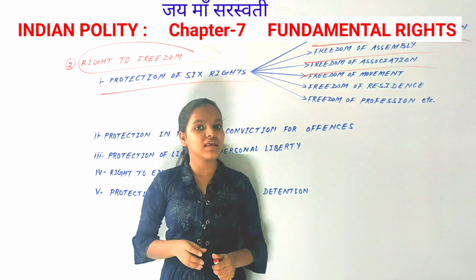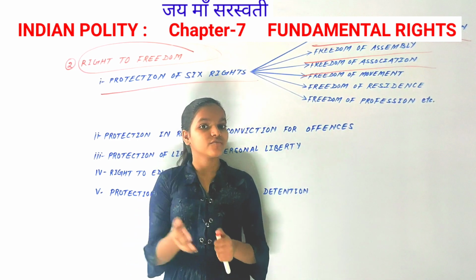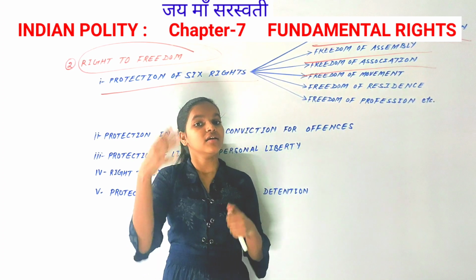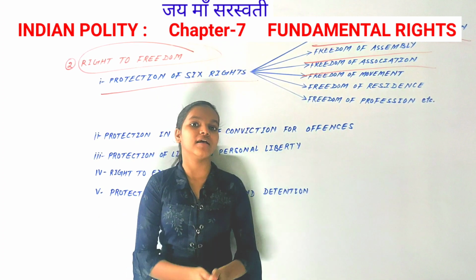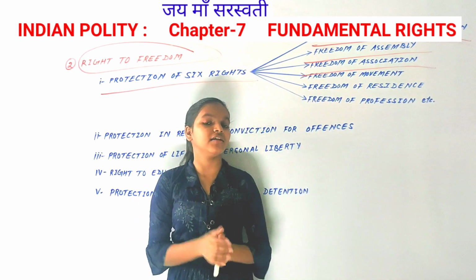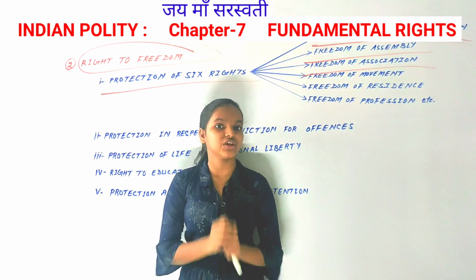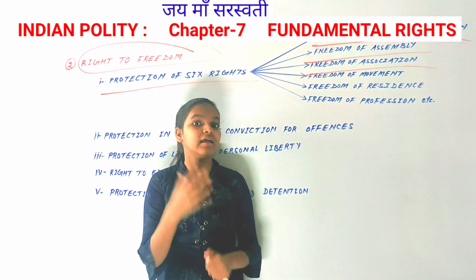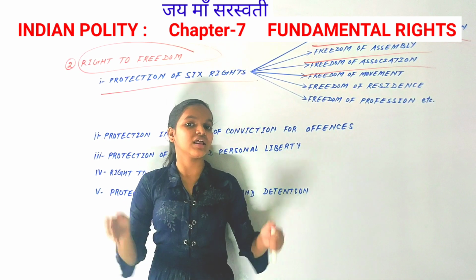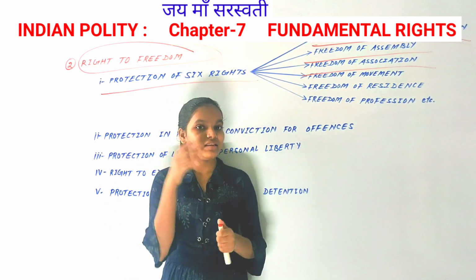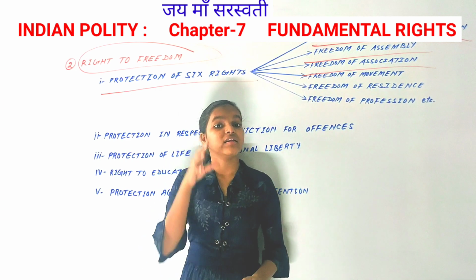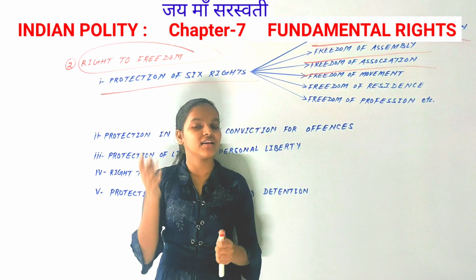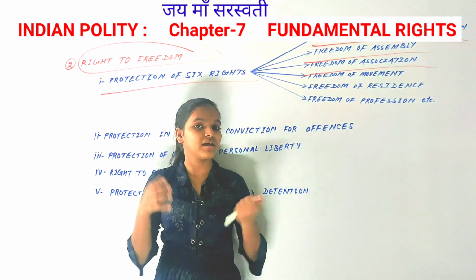Article 19 provides for freedom of association and to continue that association. It is not that only the association is made and you have no right to continue it. Every citizen of India has the right to continue that association as well. But this right doesn't include recognition of that association. The recognition of that association is not guaranteed by this right.